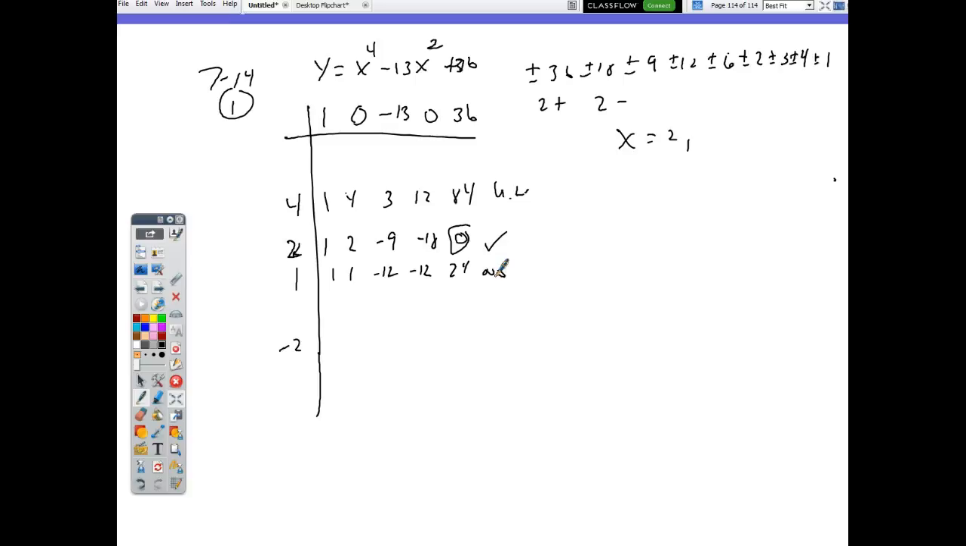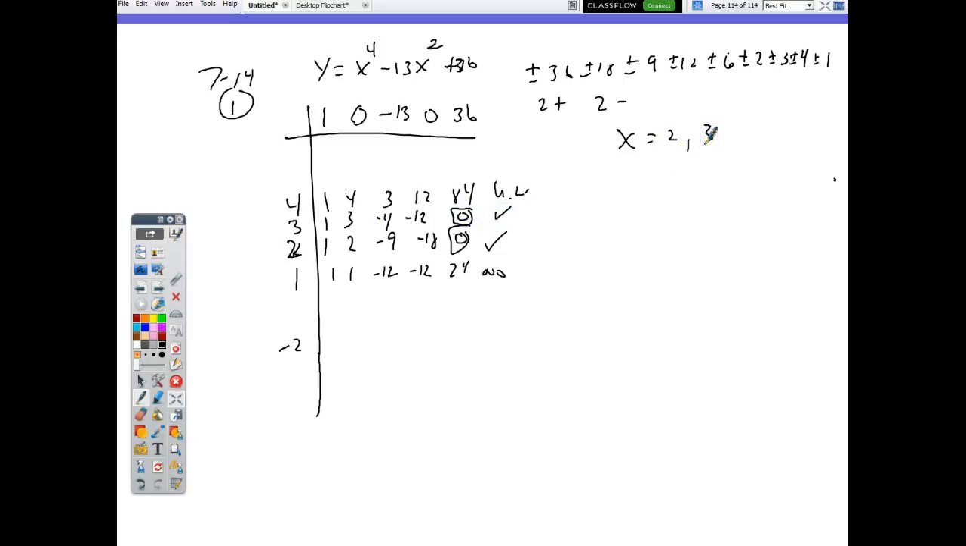I might try a 3. I haven't tried 3 yet, right? It's the last one left, by the way. If it's not 3, then I'm in deep trouble. Right? Has to be 3. 1, 3 gives me 3, gives me 9, gives me negative 4, gives me negative 12, gives me negative 36, which is 0. There's my other one.